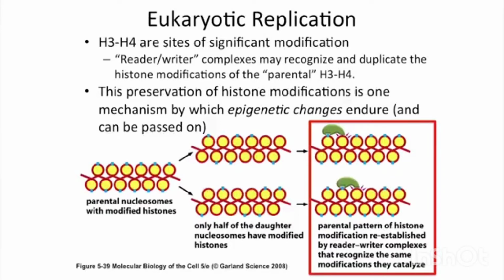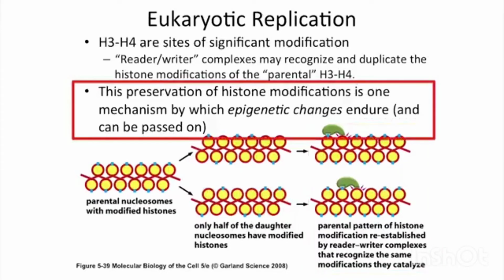This preservation to maintain precisely the histone modifications is one mechanism by which epigenetic changes endure and can be passed on. Because remember that the nature of chromatin structure, which is determined by the nature of the histones and how they are modified, is a factor that determines how that DNA is expressed or not.